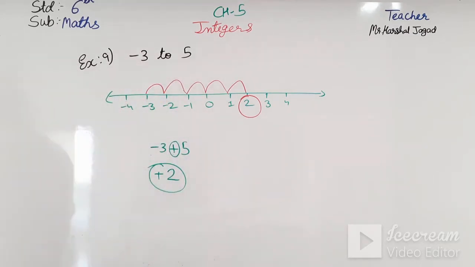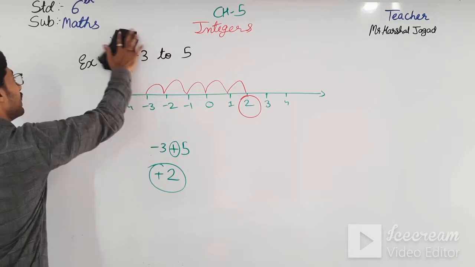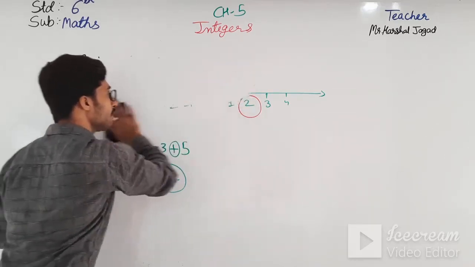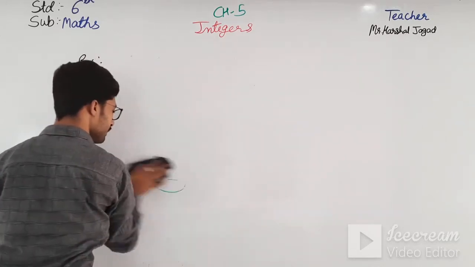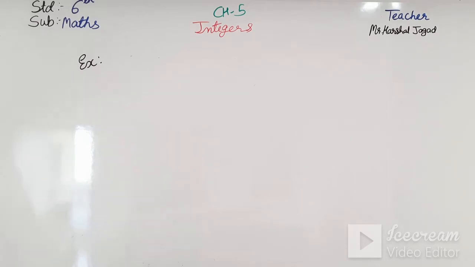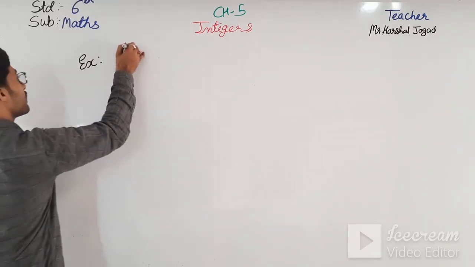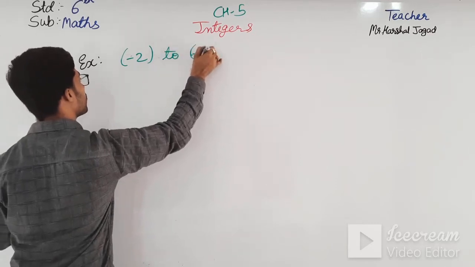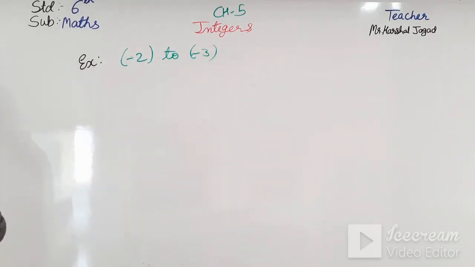See here, example number 10. You can do it on your own. And example number 11, see here. In example number 11, both the values are minus: -2 and -3. So you have to add.